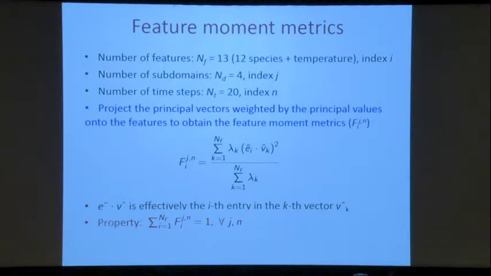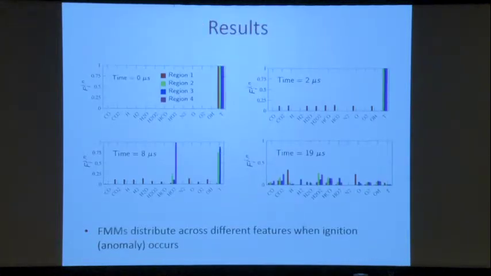And so once we have the feature moment metrics, then we can see how the feature moments distribute across the different features as the ignition anomaly occurs. And so if we look at the 4 regions that are color-coded, we can see their evolution in time by going across the top row and then the second bottom row. So initially, all of the features are only aligned with temperature, where we've added the temperature fluctuations to the solution.